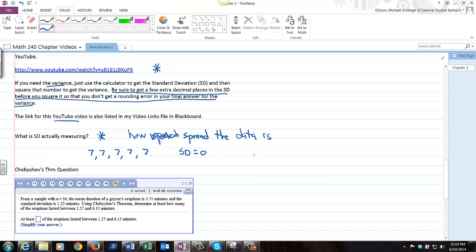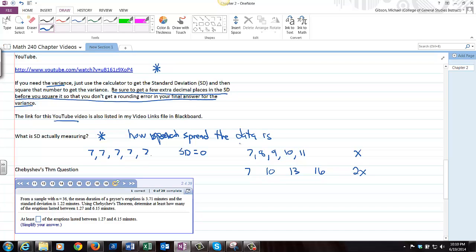The more spread out it is, all right, there's one data set. The more spread out it is, here's another one. The more spread out it is, the bigger the standard deviation. I'm not sure what it would be here. Let's say the standard deviation was x here. Here it would be something like 2x. It's just going to keep getting bigger. All right? So that's the idea.